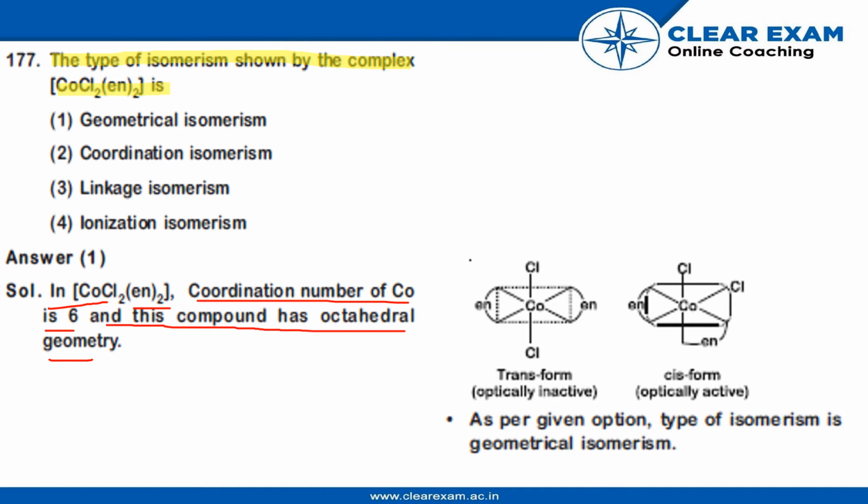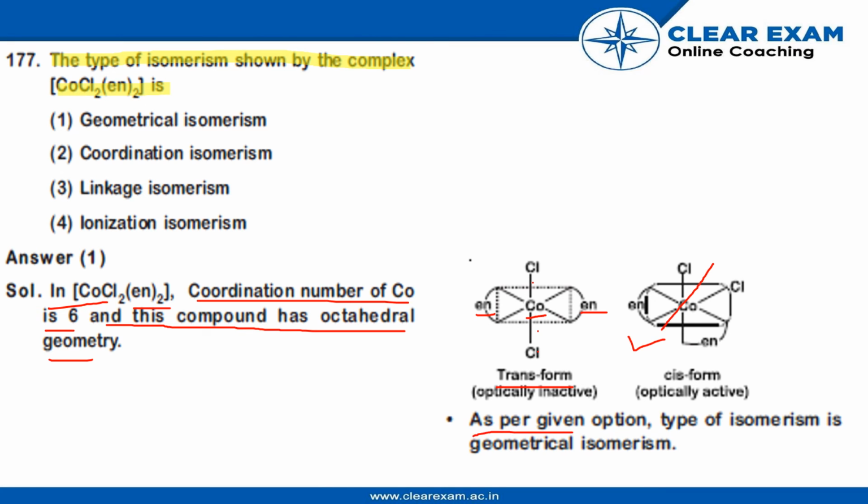So this is our Co, that is cobalt. We have two molecules of Cl, so Cl, Cl, and we have two en, each giving two bonds, right? So en and en over here. So this is the trans form, and when we get its cis form, the cis form is shown like this. So these are symmetrical, this is also symmetrical.